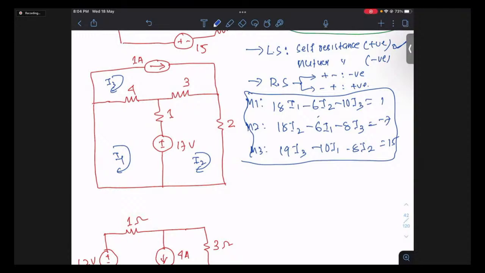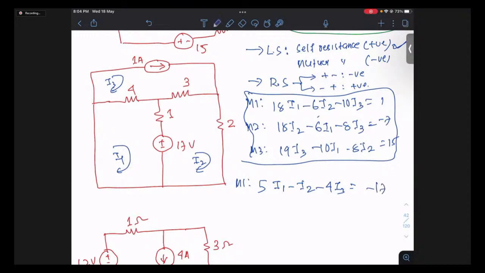Okay. So for mesh 1, by shortcut method, if I write the equations, 4 plus 1 is 5, so 5I1. This is mutual with I2, so you get minus 1 into I2. For this, it is mutual with the third one, you get minus 4 into I3, equals to, if you are moving in the clockwise direction, plus to minus means negative sign. So here it is minus 17.